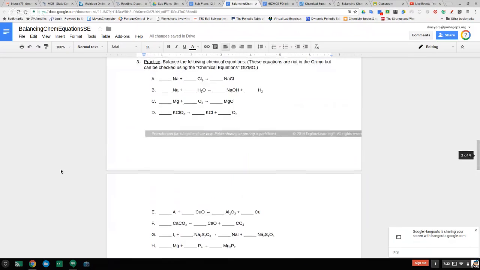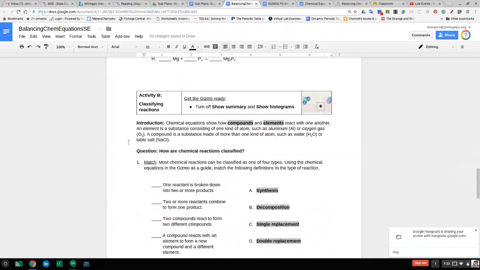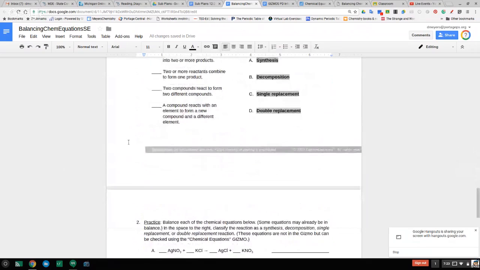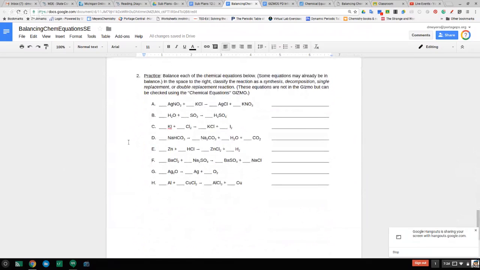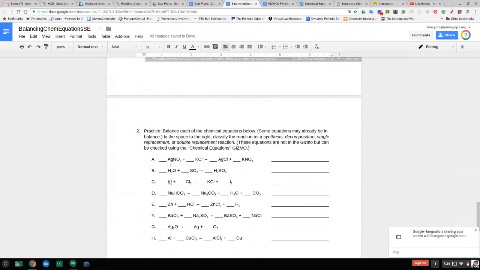Your goal for today is to get through all of activity 1. And if you're able to, jump ahead to activity B, which we will continue in class on Monday along with additional practice. If you do make it to B, you are both balancing and identifying the reaction type as shown for more practice.